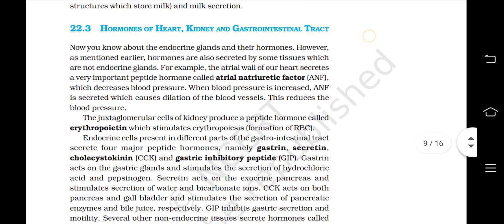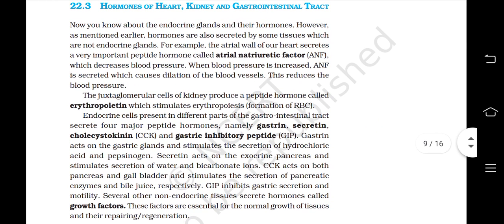Now, hormones of heart, kidney and gastrointestinal tract. Now you know about the endocrine glands and their hormones. However, as mentioned earlier, hormones are also secreted by some tissues which are not endocrine glands. For example, the atrial wall of our heart secretes a very important peptide hormone called atrial natriuretic factor (ANF), which decreases blood pressure. When blood pressure is increased, ANF is secreted, which causes dilation of the blood vessels. This reduces the blood pressure.